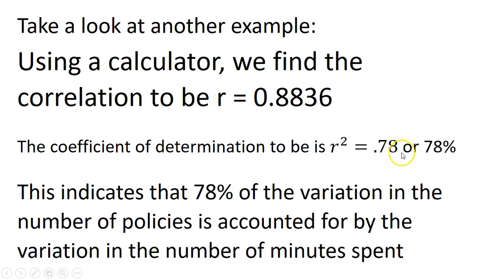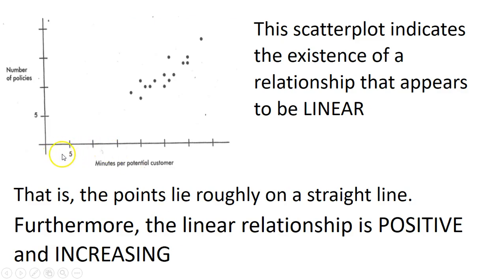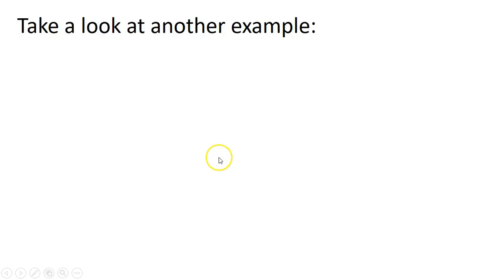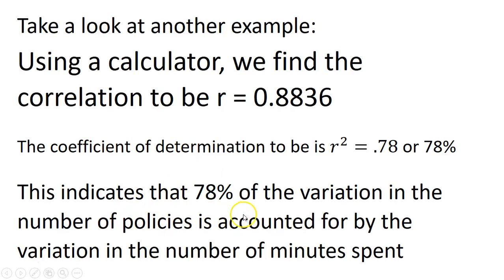It says that with r squared, 78% of the variation of the x accounts for the y. And the x, if you look, was the minutes per potential customer, right? The variation in the number of policies is accounted for by the variation in the number of minutes. It indicates that 78% of the variation in the number of policies is accounted for by the minutes. Depending on how you want to write it, oftentimes people do write the y first by saying 78% of the variation in number of policies is accounted for by the variation in the number of minutes.